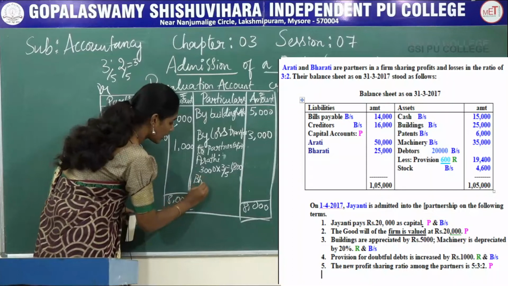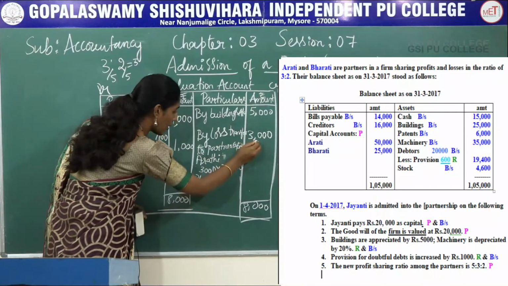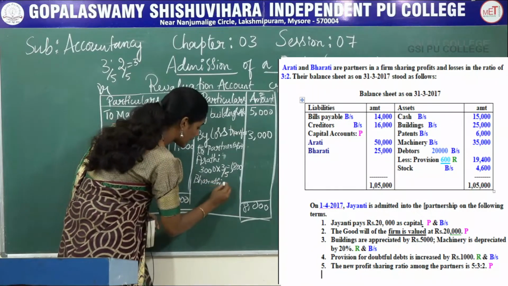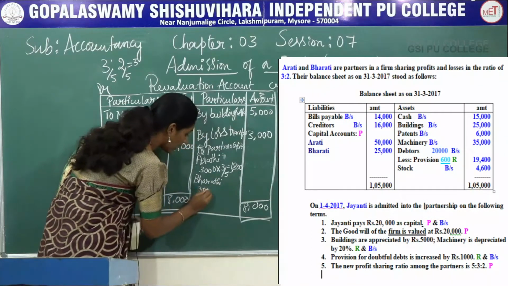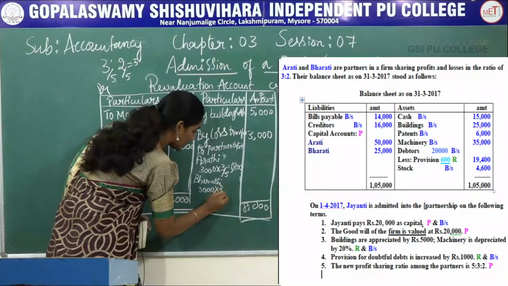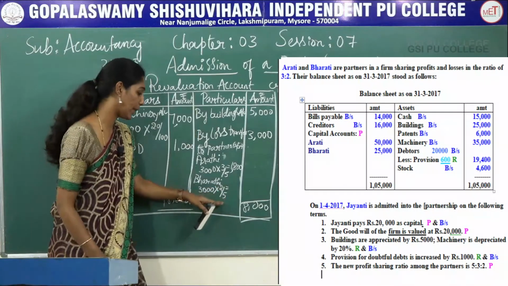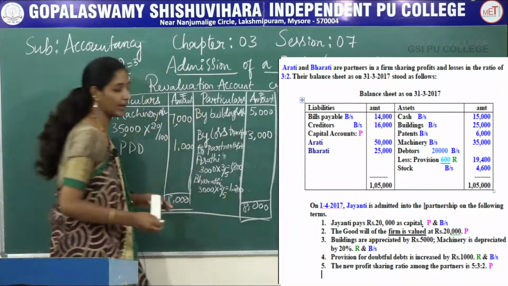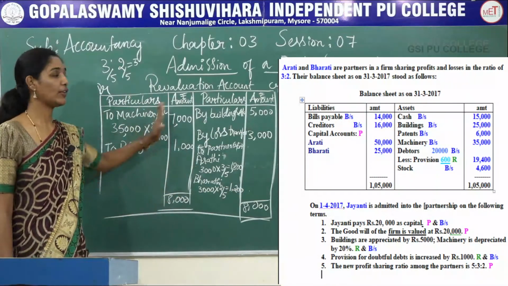Next, distribute the same amount, 3,000, to Bharati. 3,000 into, and her share will be 2 divided by 5. So then you will get 1,200. So this is the revaluation account.